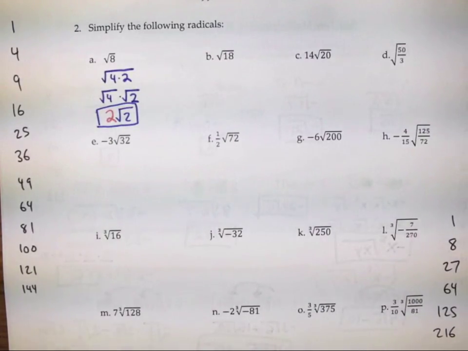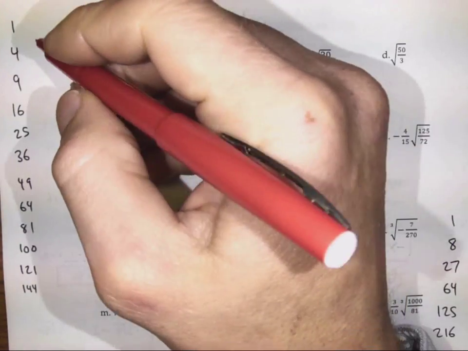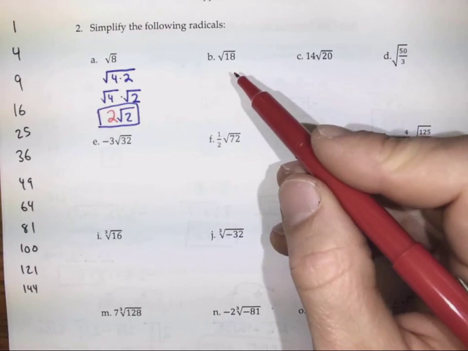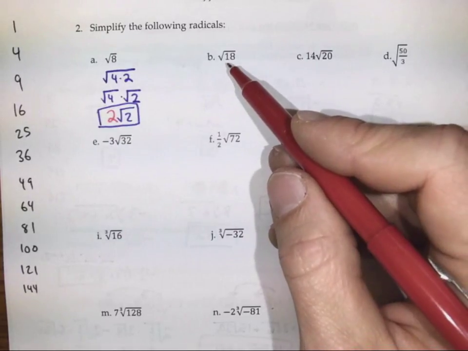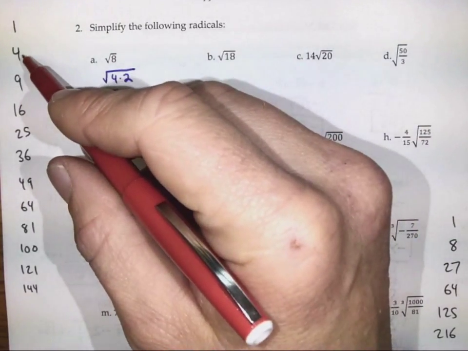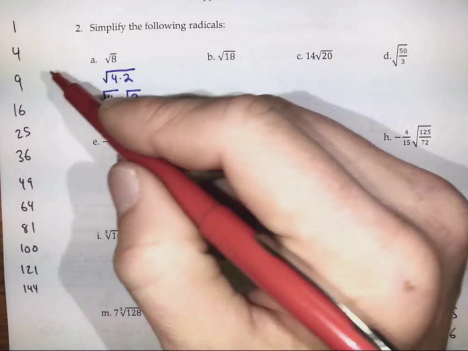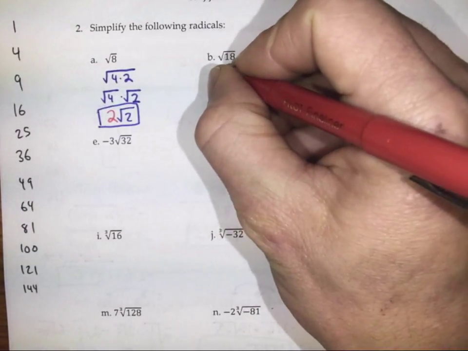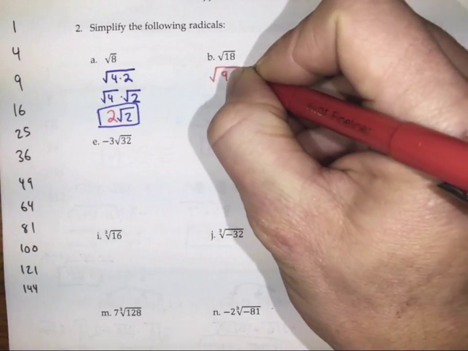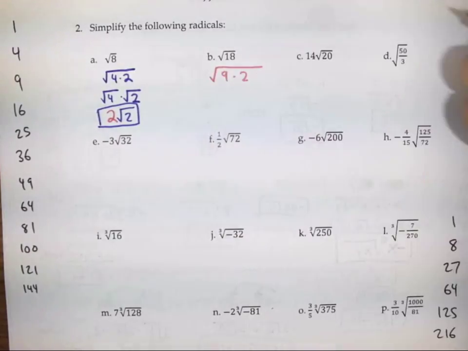Okay. So same principle with the next question. We're looking for a number in this line that multiplies into 18. And in this case, well, 4 doesn't work because 4 4s is 16 and 5 4s is 20. But 9 does go into 18. So I can rewrite this as a square root of 9 times 2.